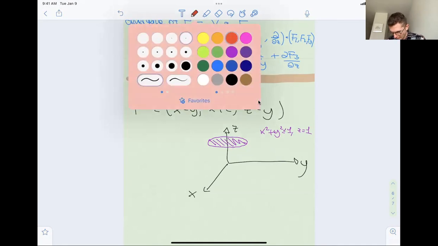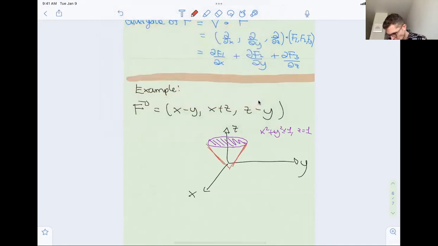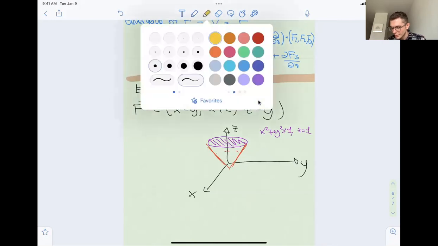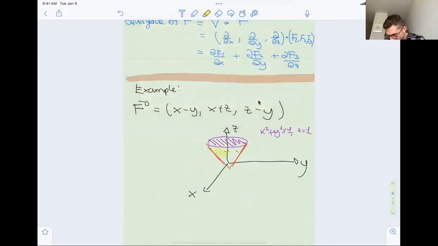Now the disk together with this piece of the cone does close up something, which is this inside here. Will this be given information, or do we have to kind of imagine it? No, the surface is usually given, all of it. So you don't have to worry about that part.